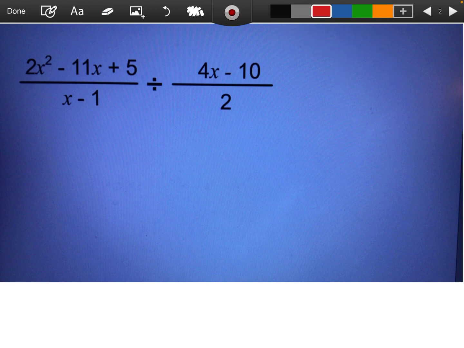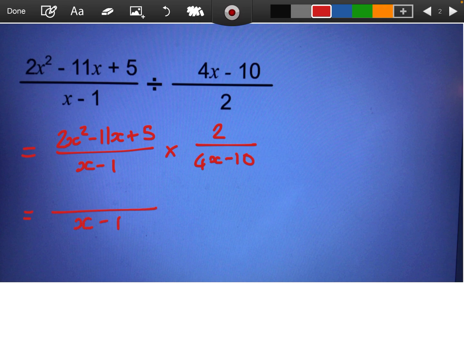And that first step here is just going to be, well, I need to change this so that I am multiplying by the reciprocal. So there we go, x minus 1 times 2 over 4x minus 10. Now we check what we checked yesterday. What can I factorise? Well, the x minus 1 definitely can't factorise, and the 2 definitely can't factorise. I think the 4x minus 10 can factorise to 2 brackets 2x minus 5. And that just leaves this 2x squared minus 11x plus 5.